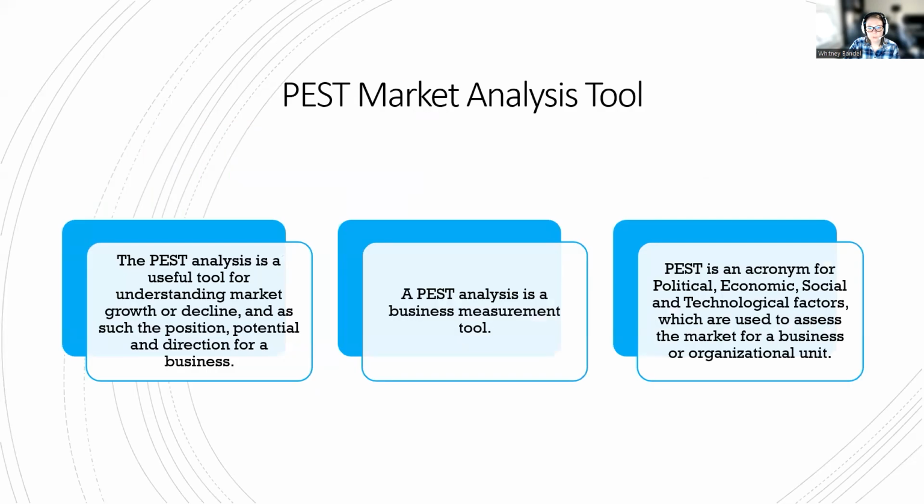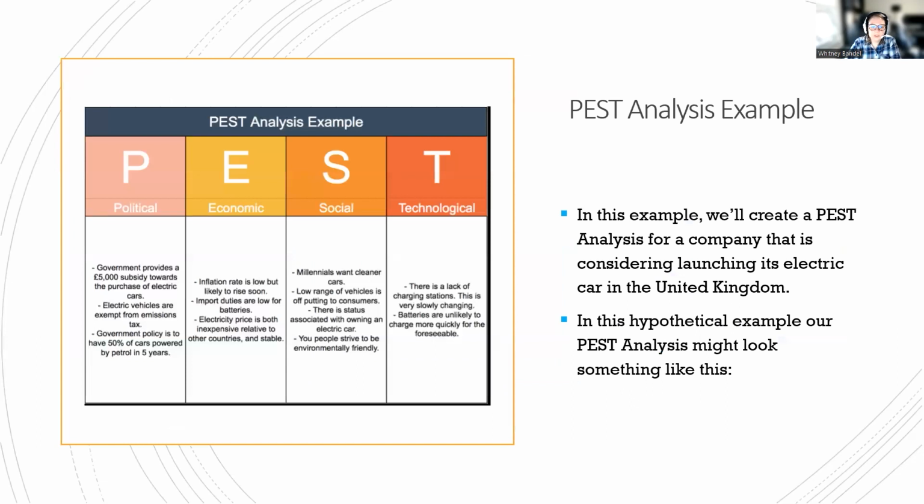Now, as I mentioned, there are some other types of analysis that you can do too. Like here is a PEST analysis, P-E-S-T analysis. It's also a useful tool for understanding market growth and decline. It's a measurement tool, and it stands for political, economic, social, and technological. Now, this one I feel like is a little bit harder to do on your own. It's helpful to do in a group.